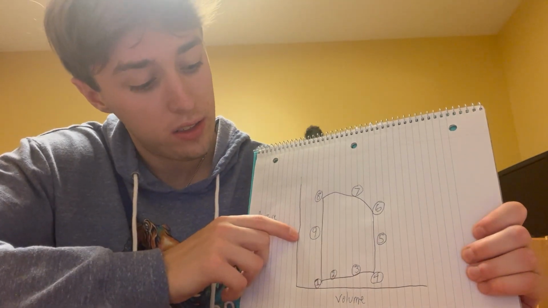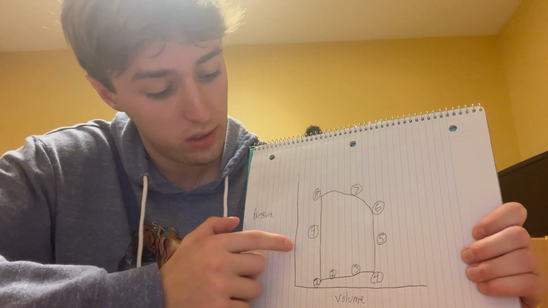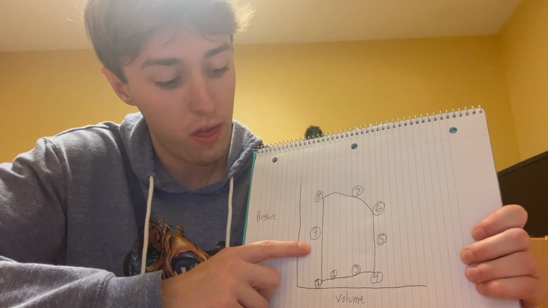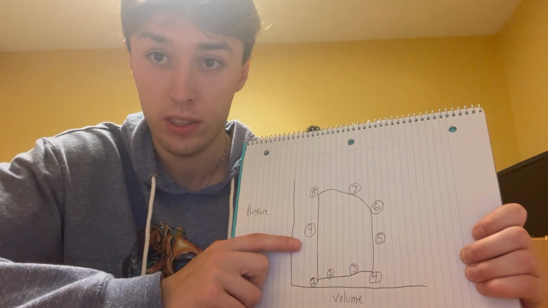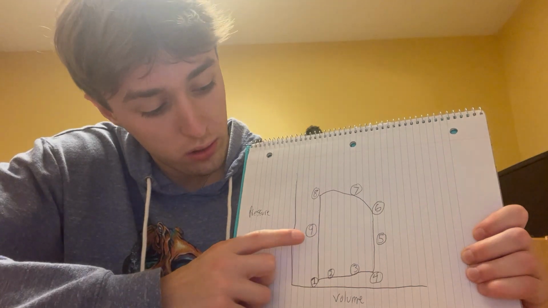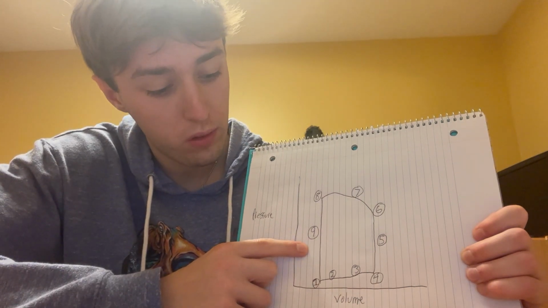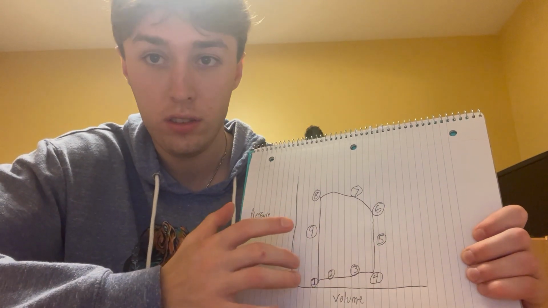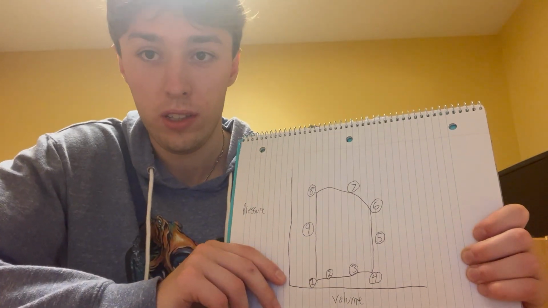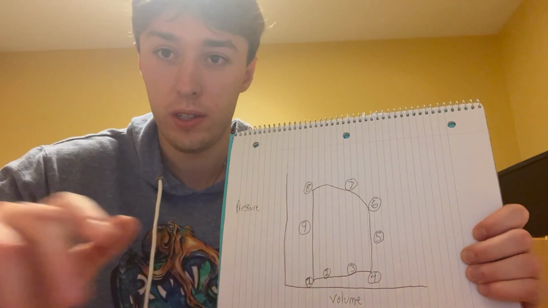And then the last step, you can see there is a significant pressure drop, and this is due to the isovolumetric ventricular relaxation, where the volume remains constant and the pressure decreases, and that sums up the mechanical events of the cardiac cycle.